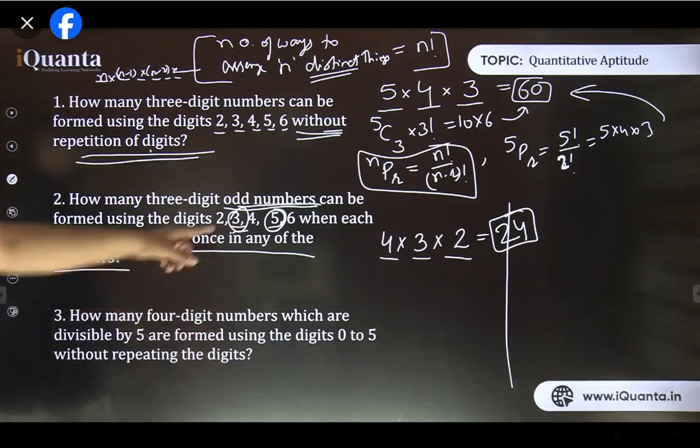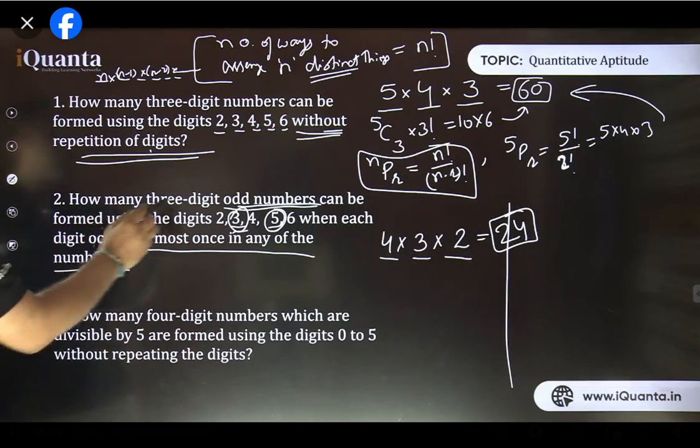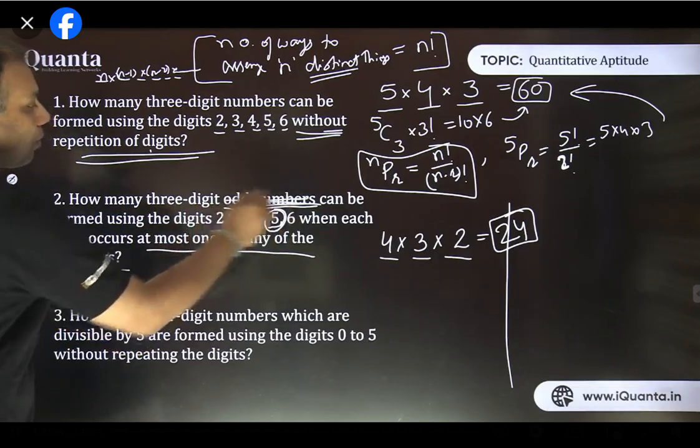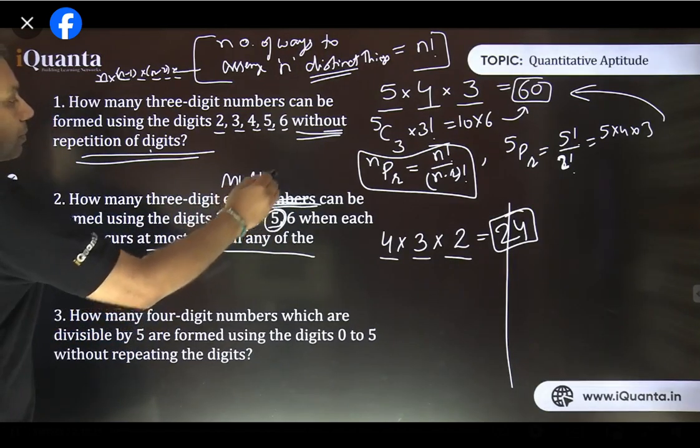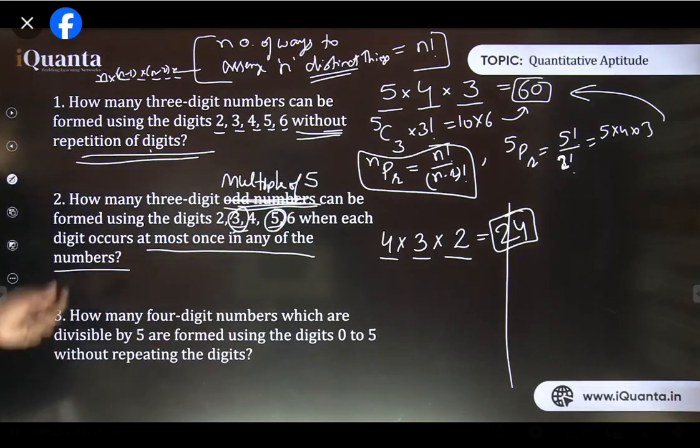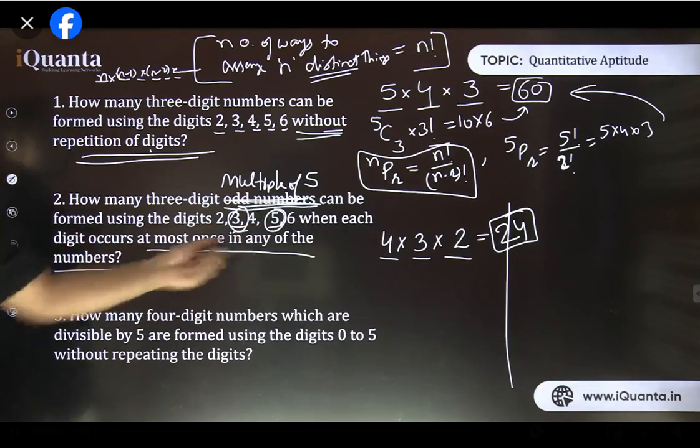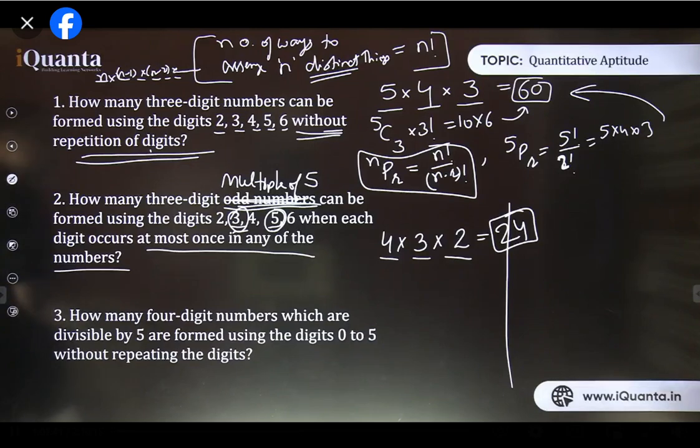Before I move to the next question, in the same question, if it asks how many 3-digit numbers, not odd numbers, I'm saying now multiple of 5. How many 3-digit multiple of 5 numbers can be formed using the digits 2, 3, 4, 5, 6, where each digit occurs at most once in any of the numbers? Now what is the constraint? We want multiples of 5. Exactly, last place there is only one way, and answer is 12.